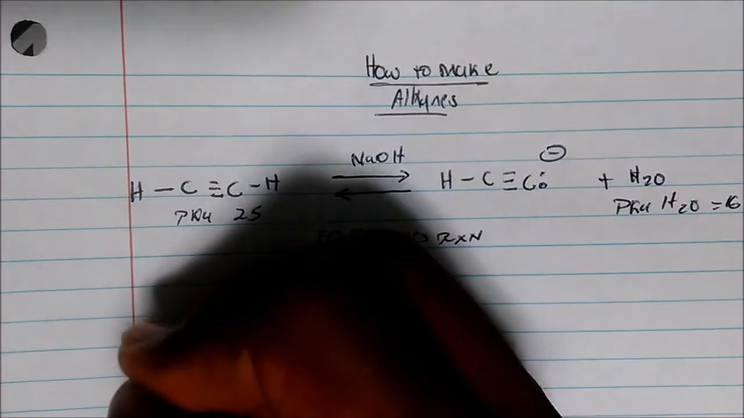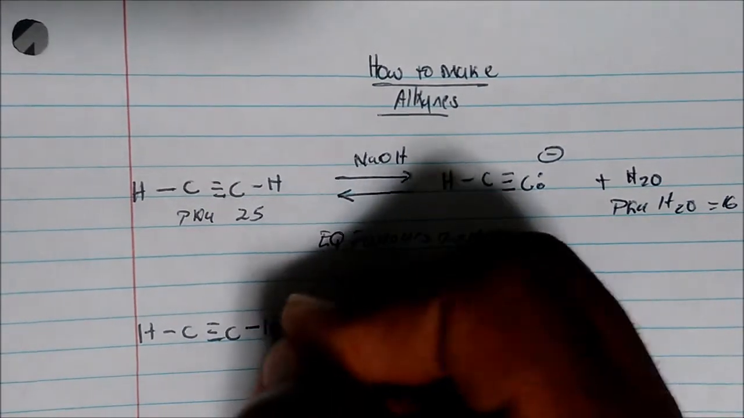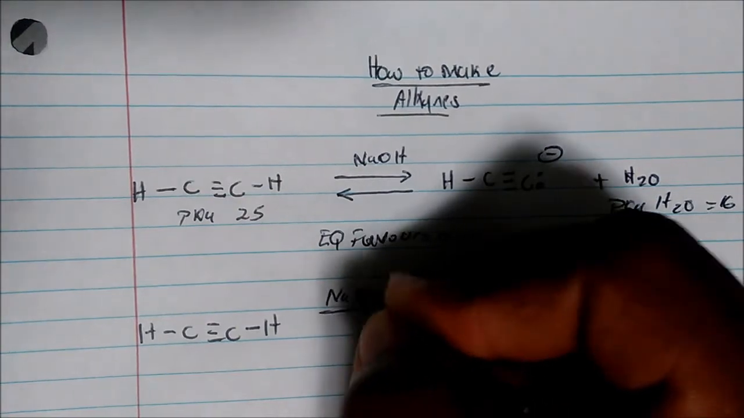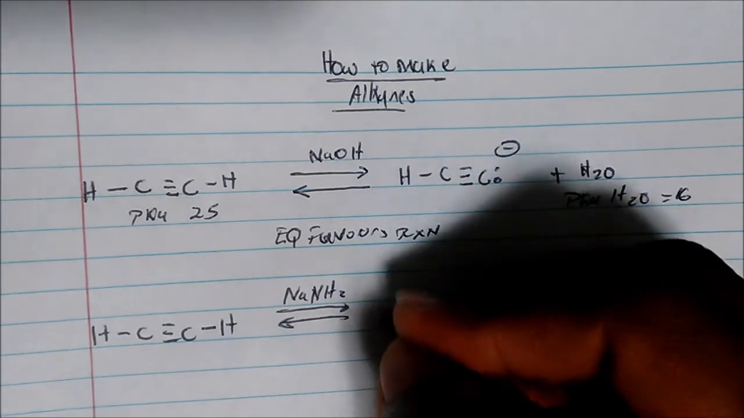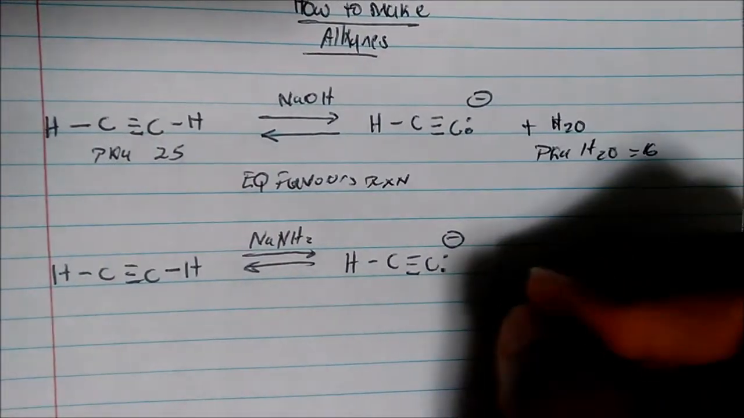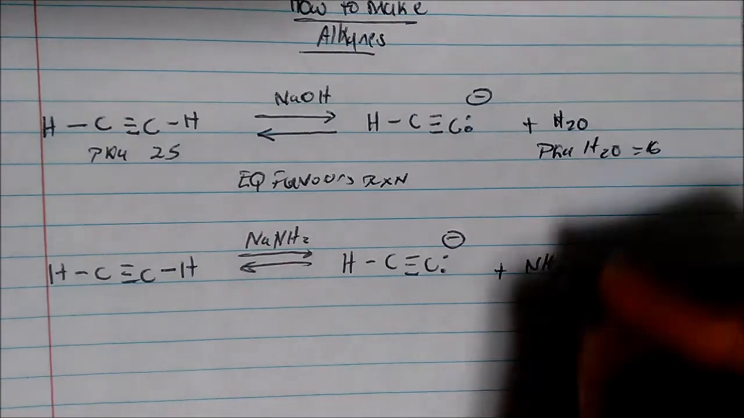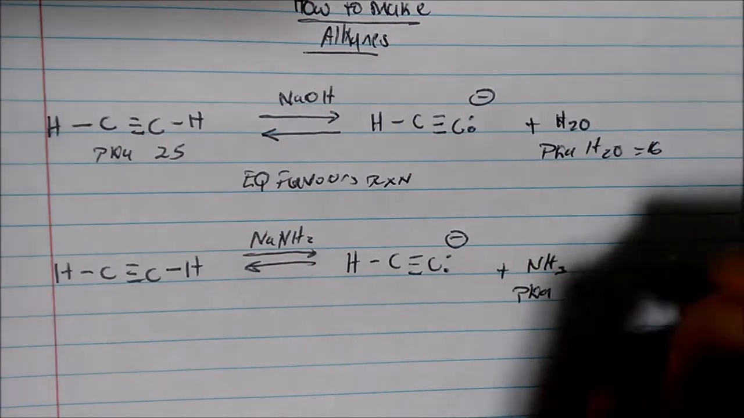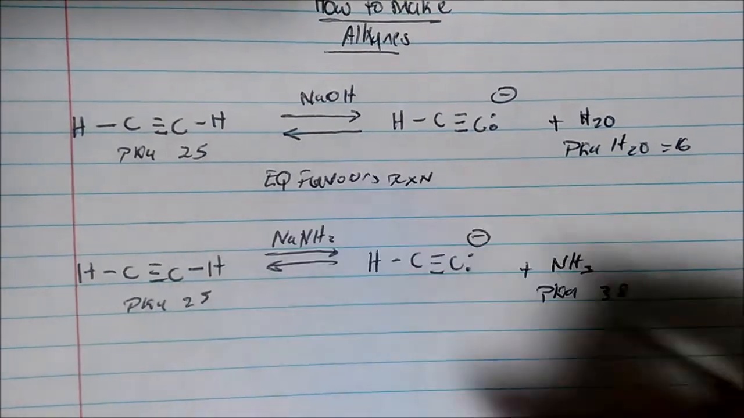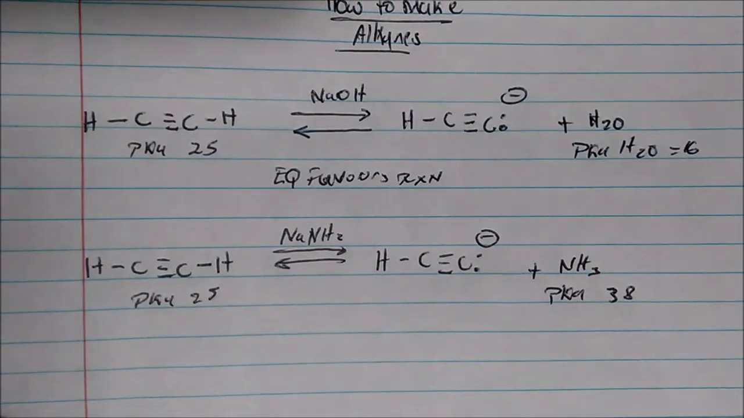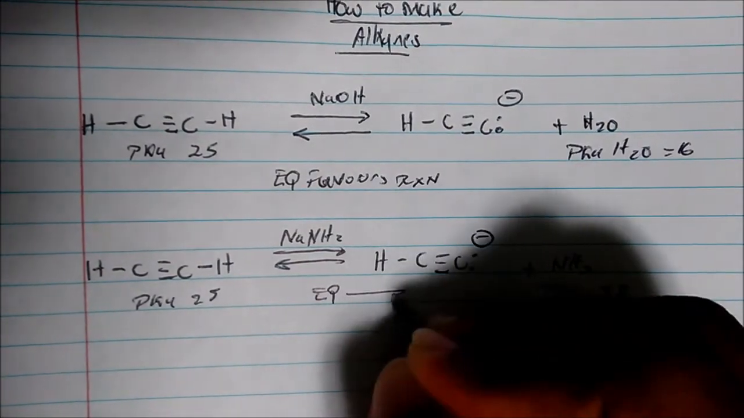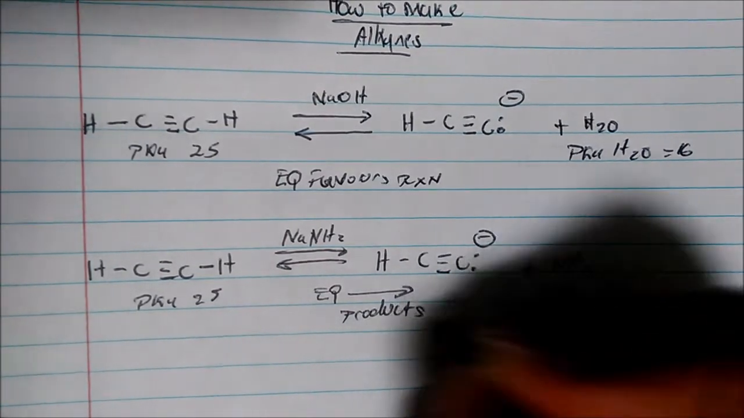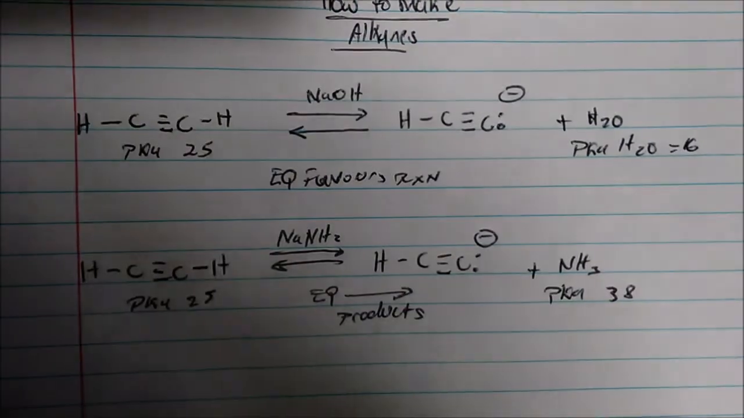Now, what if I were to take the same molecule and add sodium amide? What will I get? The products will look something like this: a carbon with a negative charge plus ammonia. Now the pKa of ammonia is 38. The pKa of this is 25. Equilibrium favors the weaker acid, so in this case the equilibrium will shift to the product side. Remember, the higher the pKa, the weaker the acid.